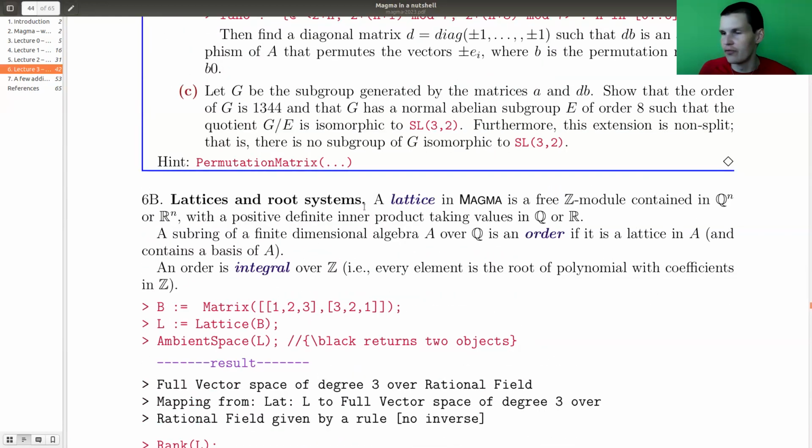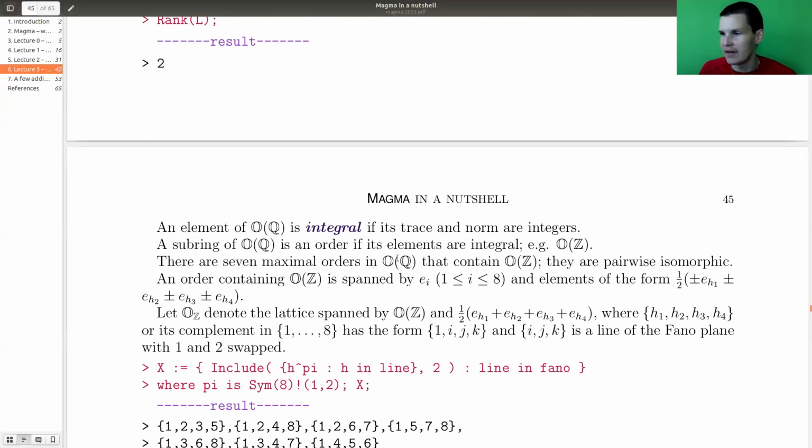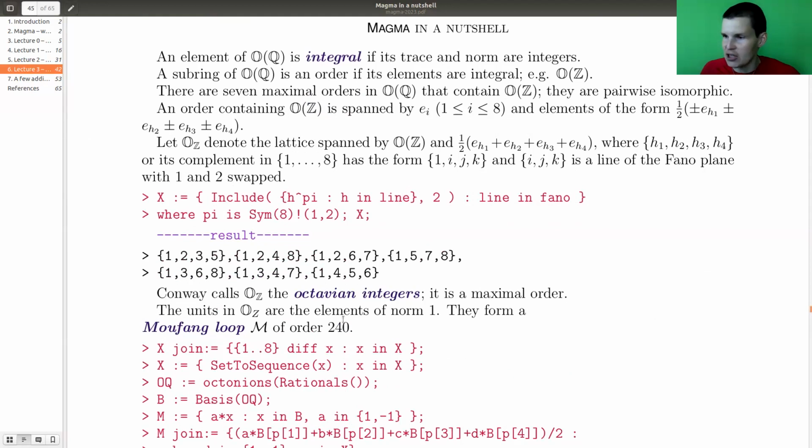Okay, so let me go back to the definitions here. So the lattice is this one. A finite dimensional algebra is an order if it's a lattice, so there's some bases. And we are looking for some maximal orders in this guy that contain the obvious one. There could be something more subtle, right? Because I'm saying an element is integral if its norm and trace are integers, not necessarily that the constant itself in front of the bases are integers. And it turns out that there is actually a sub-lattice of order 240 inside, and that's kind of the maximal one, and it forms a certain type of algebraic structure that is called a Moufang loop.